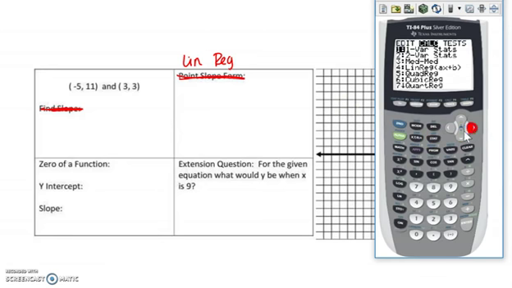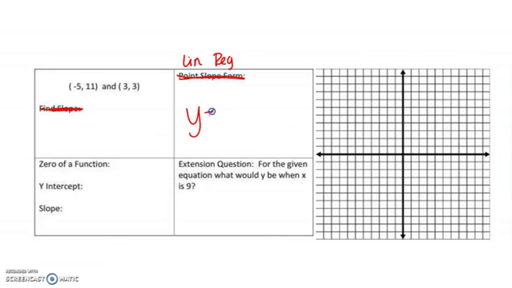Stat, calc, down to linear regression, all the way down to calculate, enter, and I get -1 for the slope and +6 for the y-intercept. So your equation is y equals -1x plus 6. That is your equation. Okay?